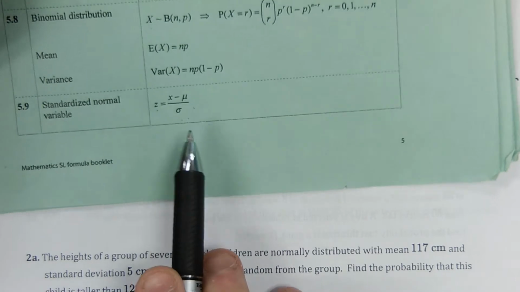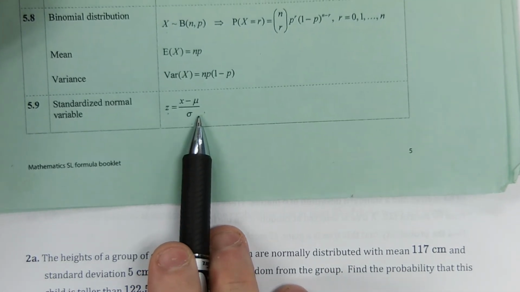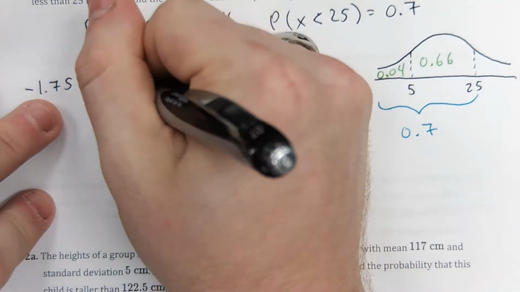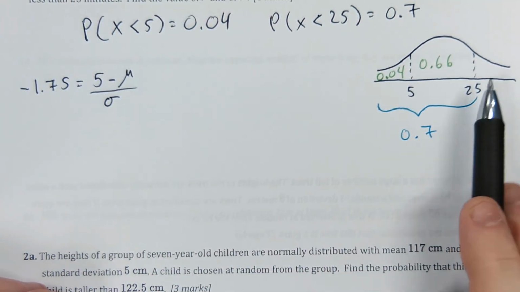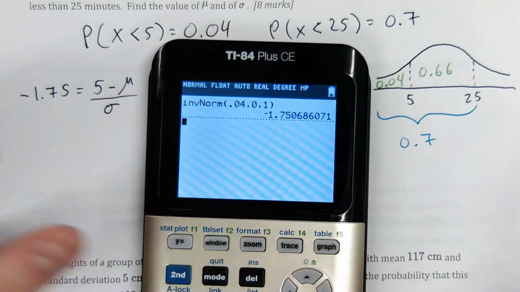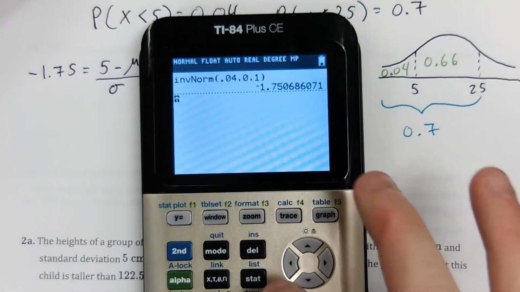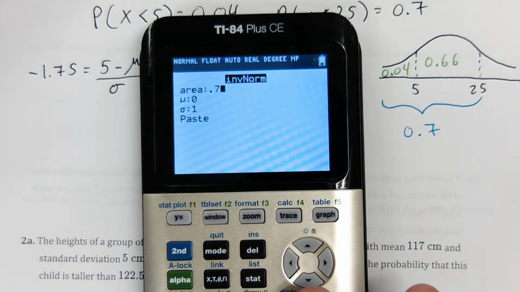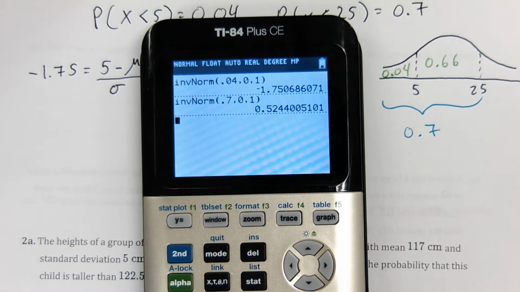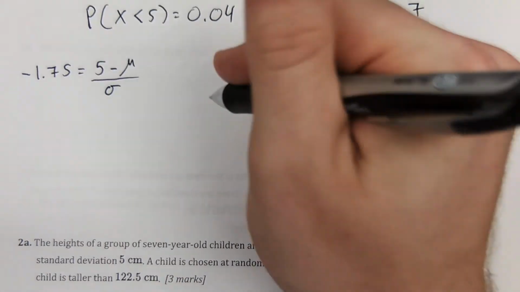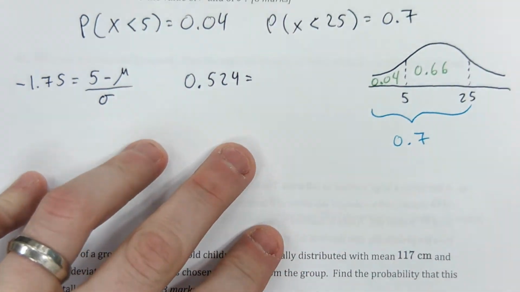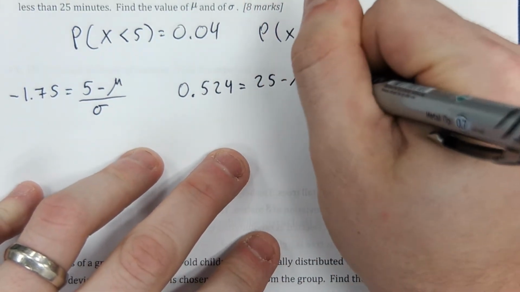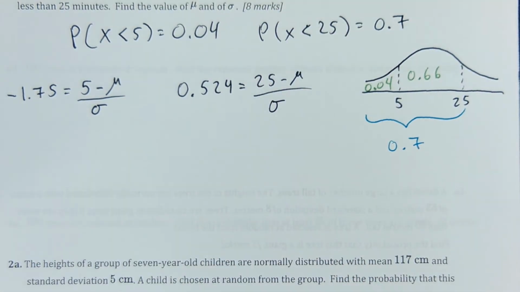I'm just filling out this formula: x minus this unknown over this unknown. And then we just do the same thing with 25 to figure out what its z-score would have been. Now the area is 0.7, nothing else changes. 0.524. It's going to be a system of equations.